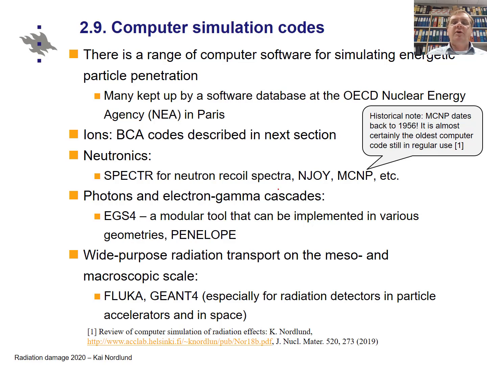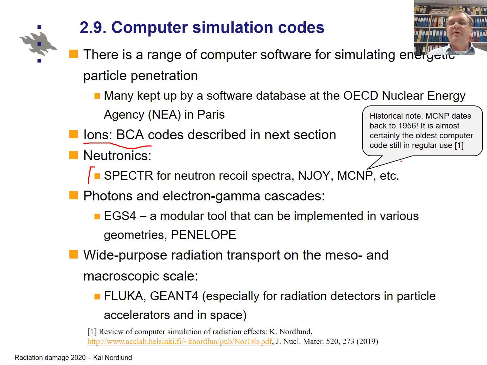And this is pretty much it for this code. I'll just in the end mention some computer simulation codes which are used to simulate energetic particle penetration. For ions, there are the so-called binary collision approximation codes. These are discussed in great detail in the next section, so you can learn more about them. For neutrons, there are several well-established codes which are maintained by the OECD Nuclear Energy Agency in Paris. They have a database where OECD member countries can get these codes. There are several neutronics codes like Spectre, Enjoy, MCNP, which can be used to calculate neutron passage in matter.